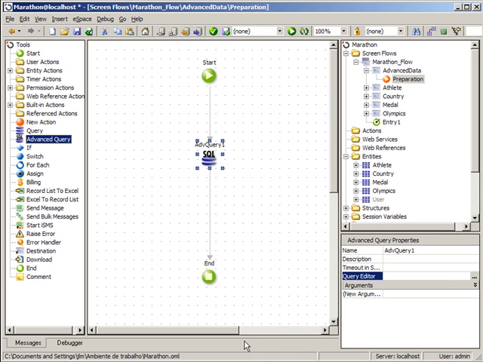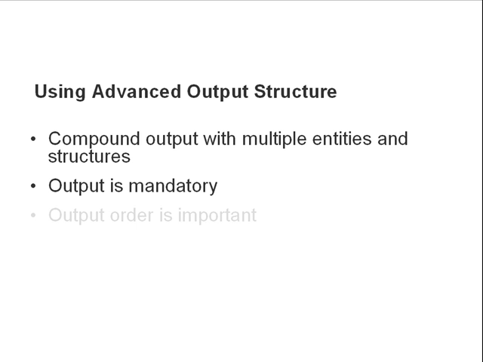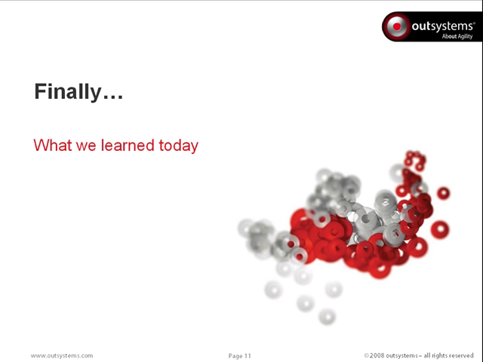Let's see now some other output characteristics. Output is mandatory. In other words, you always have to identify its elements, either from a table or a structure, as we've seen. The order is important because it will have a direct relation to how the output will be seen.